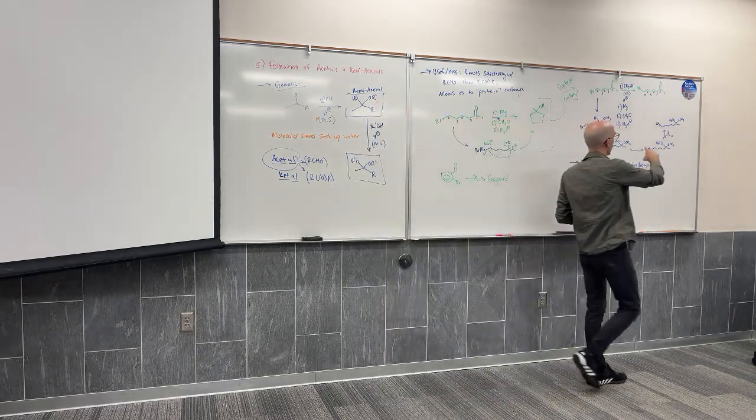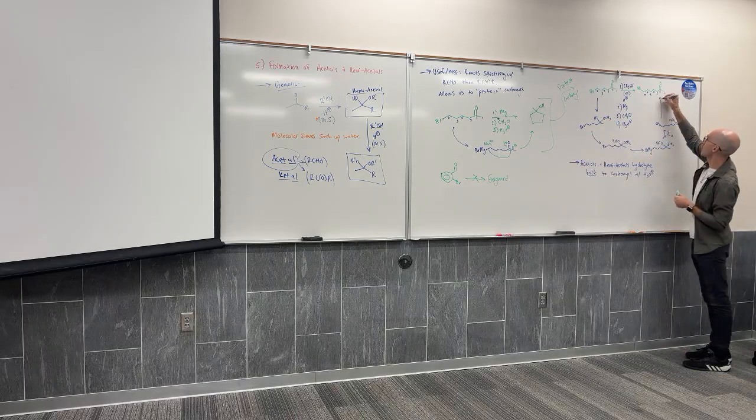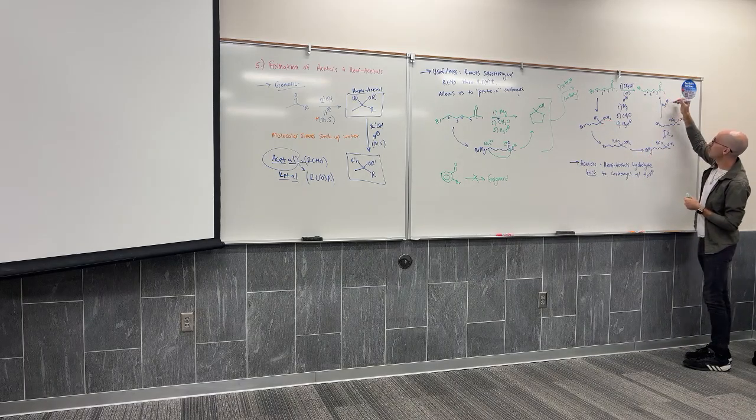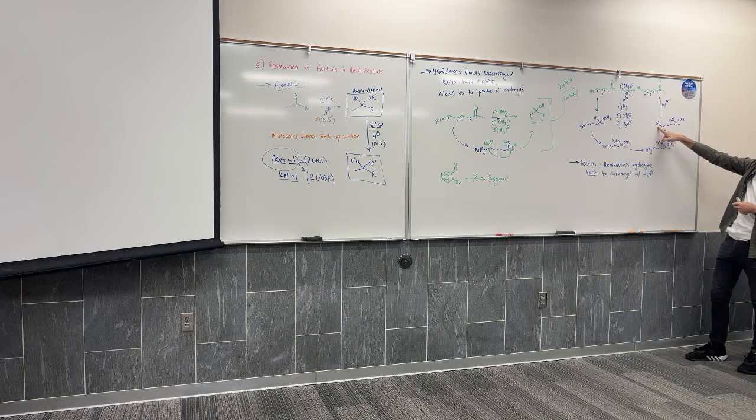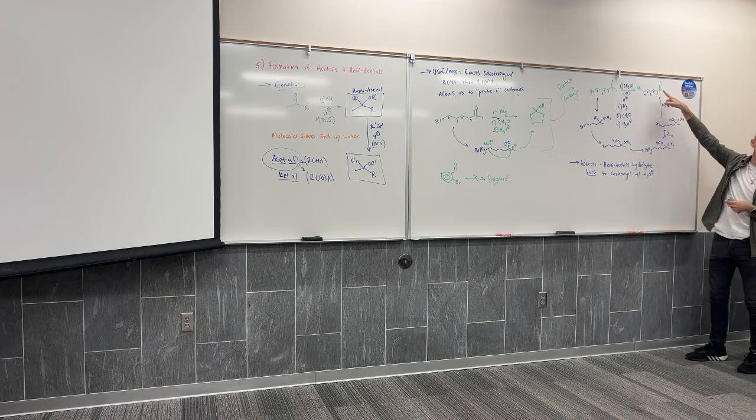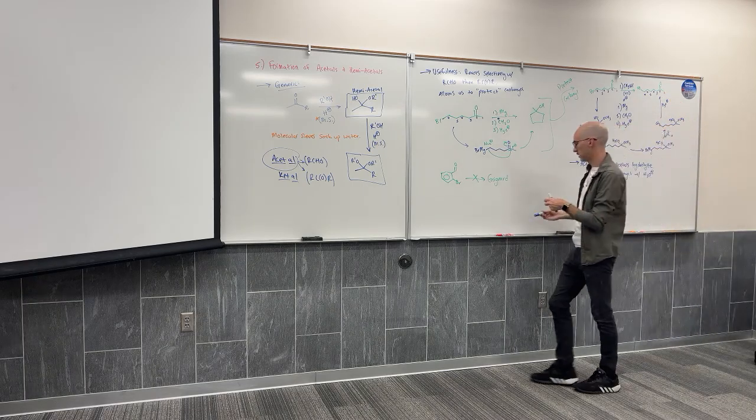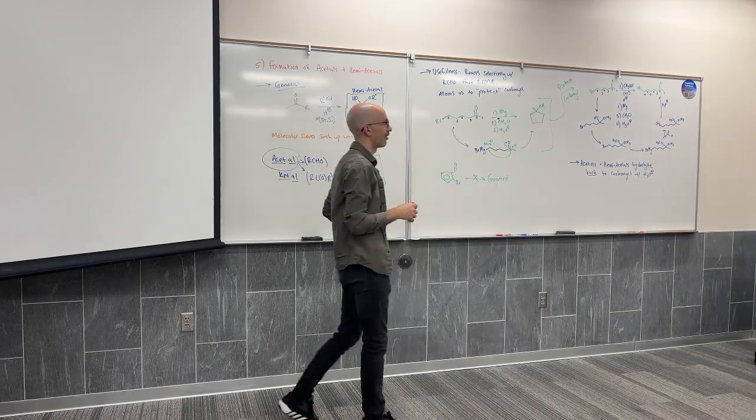So in this last step, where I add H3O+, I'm doing two things. I'm protonating the alcohol, and I'm hydrolyzing the acetal back to a ketone.